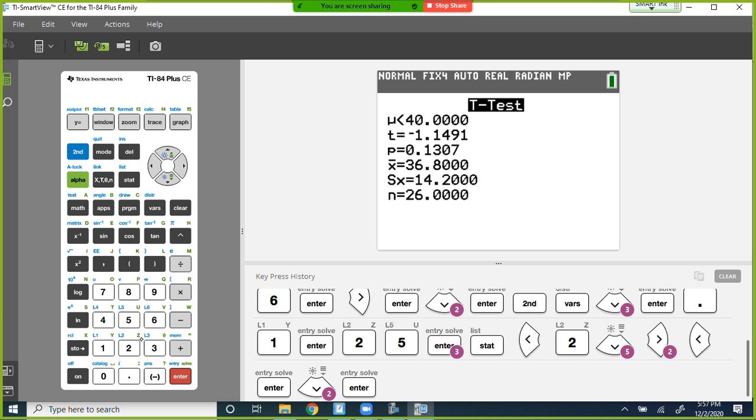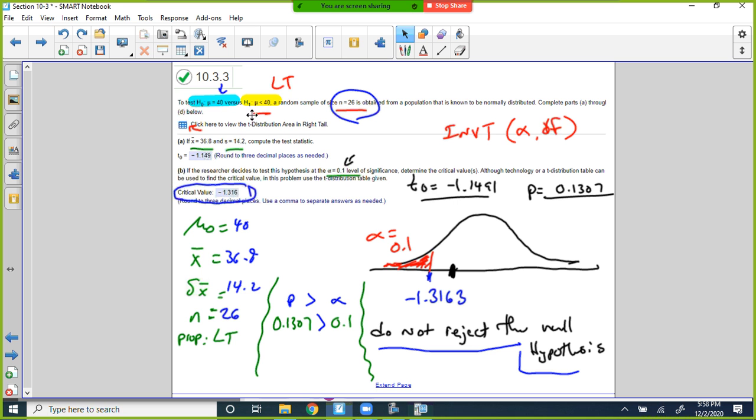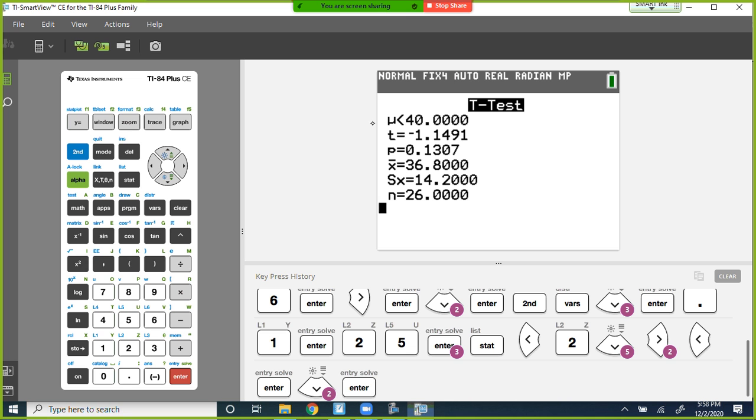When you hit this, do you see up at the very top, the mean is less than 40? Do you see that? Okay, our claim over here was what? The mean was less than what? For the alternative hypothesis, less than 40, right? So if that doesn't match your alternative hypothesis, then guess what? You picked the wrong tail. Does that make sense?